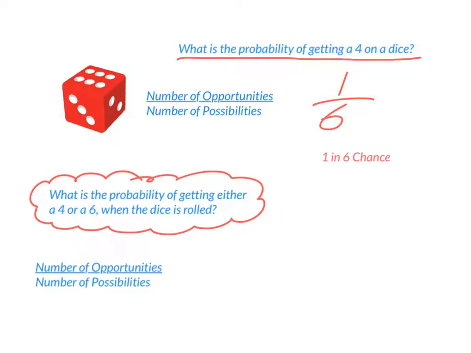This next question asks us the probability of getting either a 4 or a 6 when the dice is rolled. Well, the number of possibilities won't change. It's still going to be 6. But this time we've got two opportunities. We can get either a 4 or a 6. We've got a 2 in 6 chance. And we can simplify this fraction down by dividing the top and the bottom by 2 to get 1 over 3, or a 1 in 3 chance.